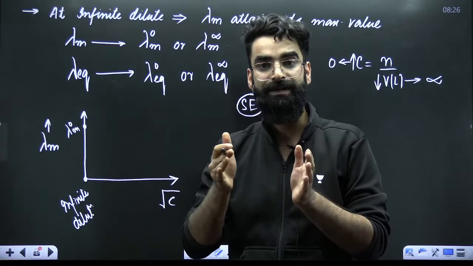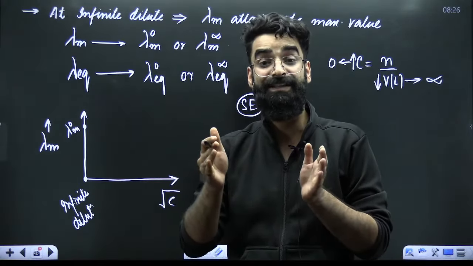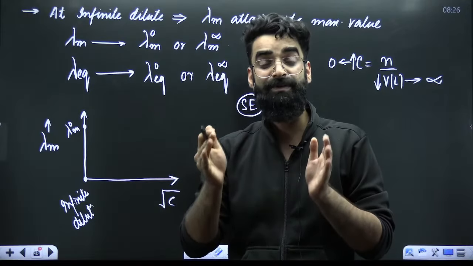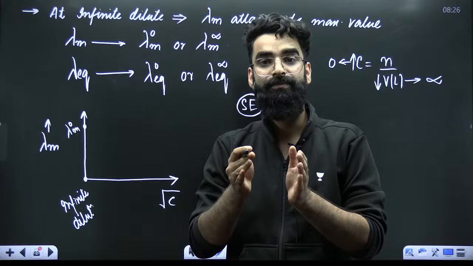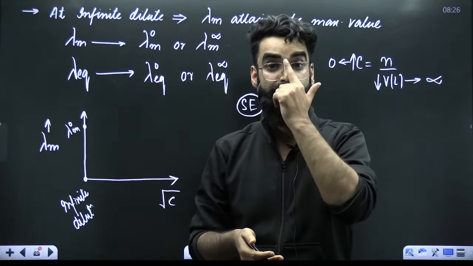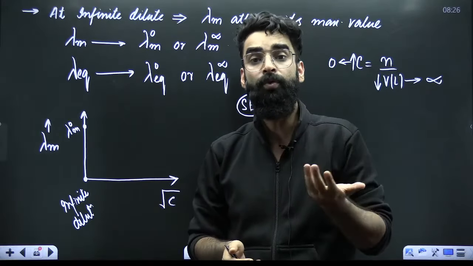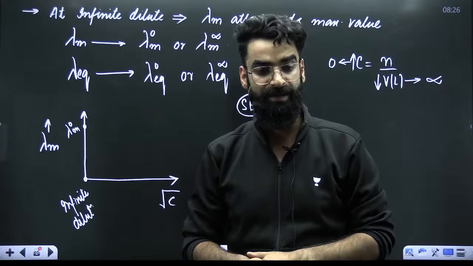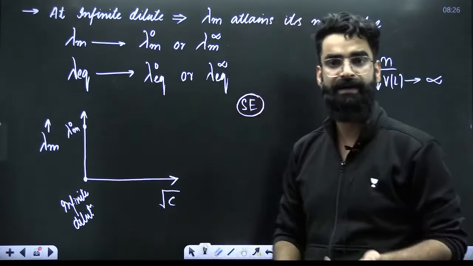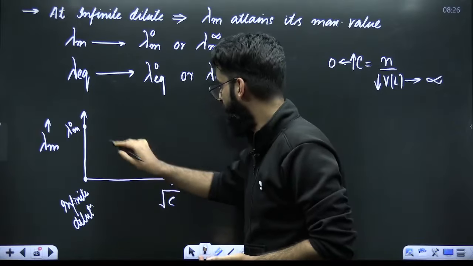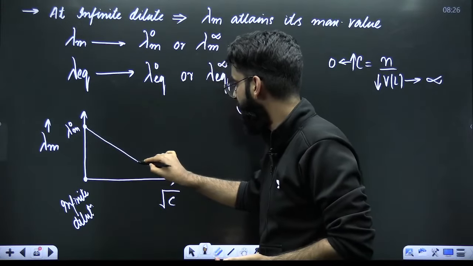If they are coming closer, the distance between them decreases. If the distance between the oppositely charged ions decreases, the force of attraction between them increases. Now the ions cannot move the way they were moving. Therefore, what will happen to molar conductivity? Molar conductivity will decrease. So the molar conductivity value will keep on decreasing with time.